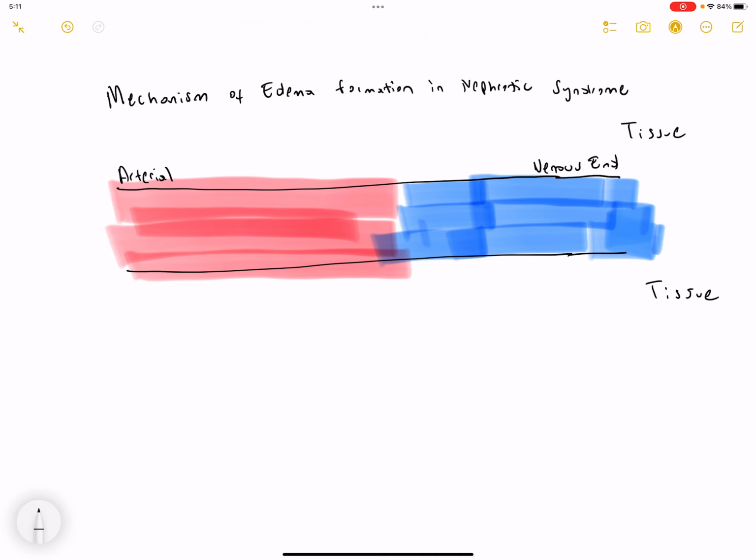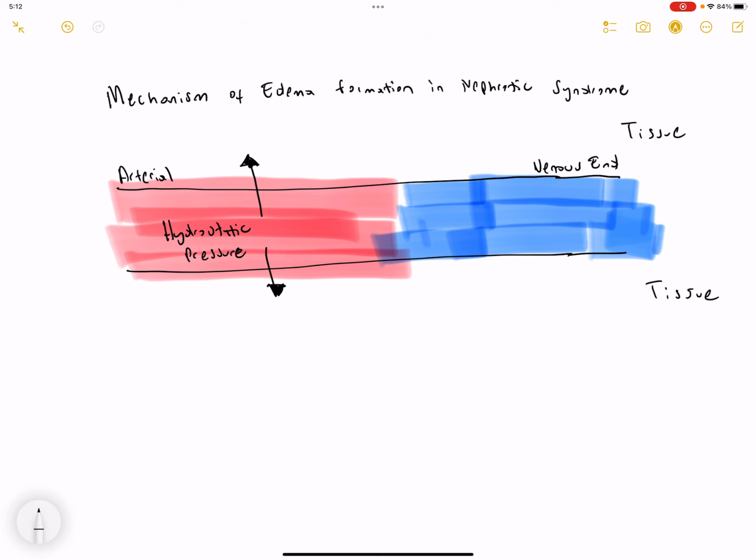There are going to be two pressures that are really important for exchanging nutrients and gas, and those are the hydrostatic pressure and the oncotic pressure. So hydrostatic pressure in the arterial end is going to be higher than the oncotic pressure, and hydrostatic pressure is the pressure that drives nutrients and gases to the tissue.